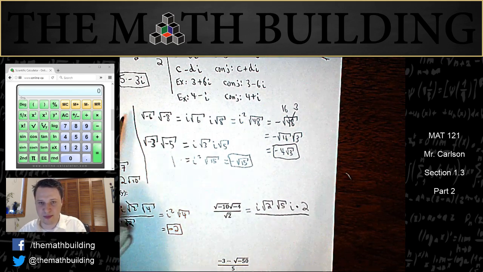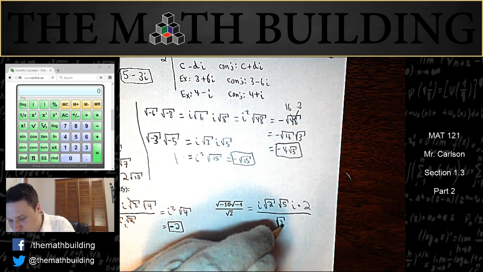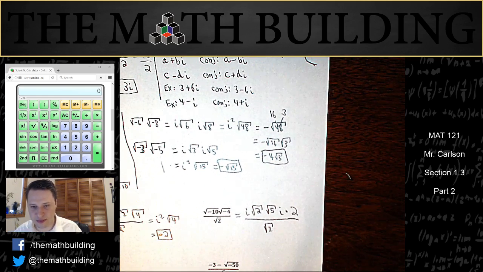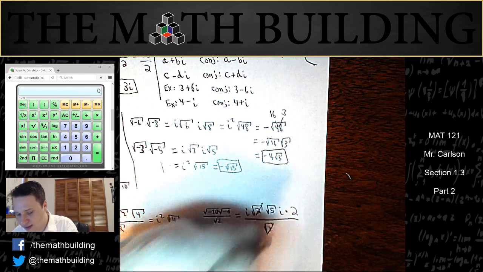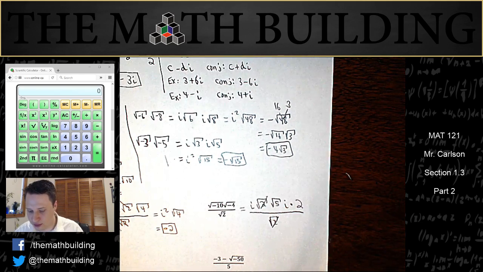But it always is better to show all of your work when you're doing these. On the bottom, I just have the square root of 2. So let's simplify this a bit. Square root of 2 cancels with square root of 2. I times I is I squared, so here we go.